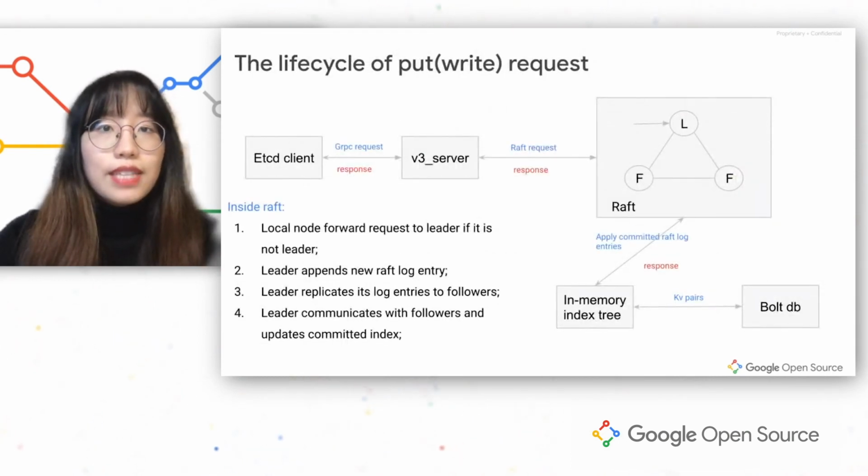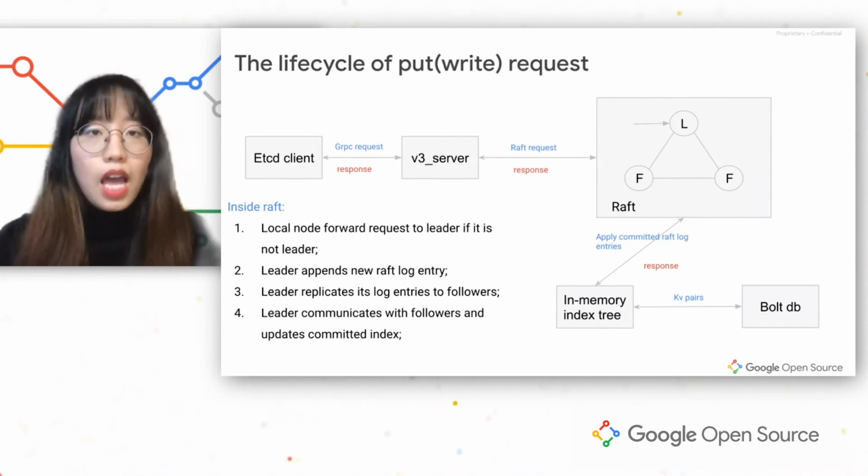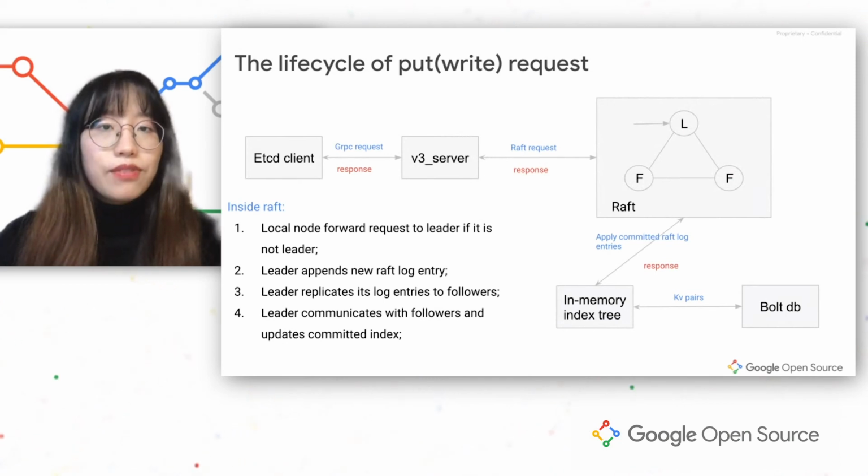Here is the life cycle of the put request. Firstly, the V3 server will receive this request from the etcd client. It wraps the request and sends the wrapped request to Raft. Then, on each local member, they will apply the committed Raft log entry to the in-memory index tree, which maintains the logical view of etcd, and then write the key pair to the persistent bolt DB. Inside Raft, it has these 4 steps.